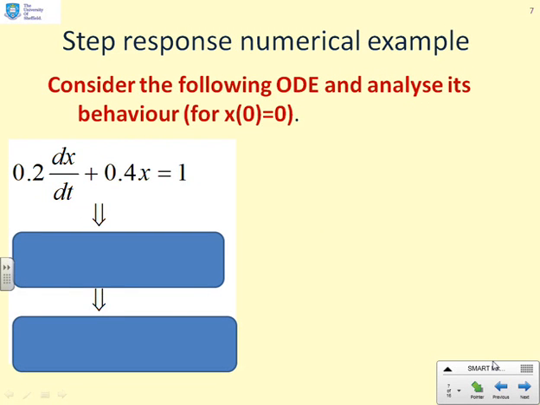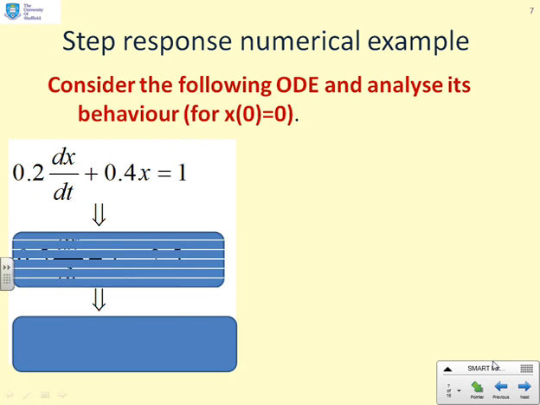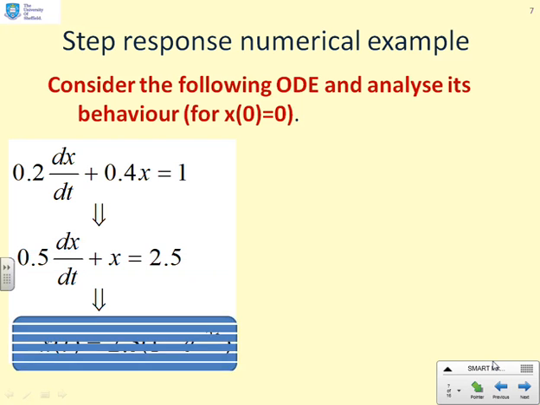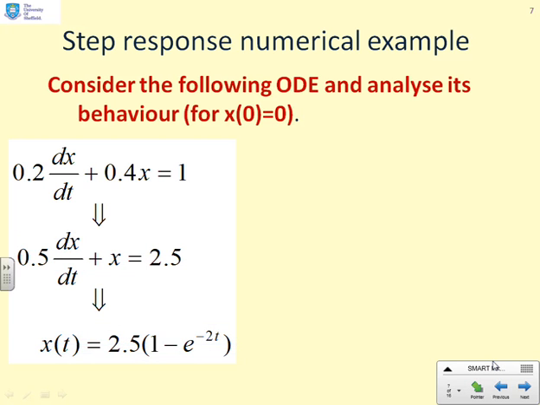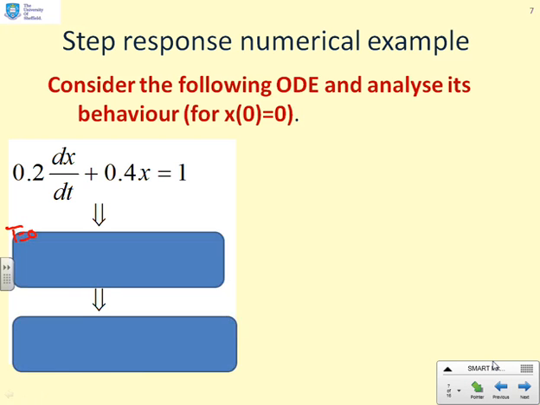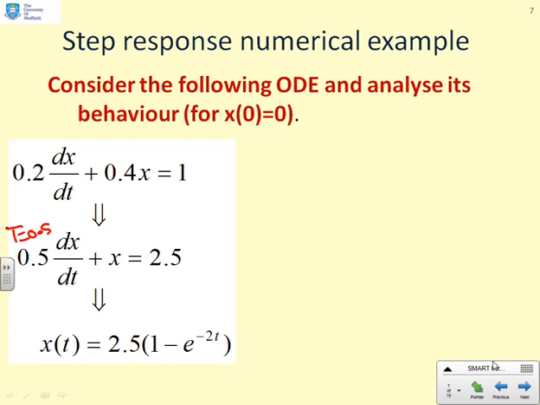Right, what we've got now is a numerical example, where we can pursue this. Look at the following ODE: 0.2 dx/dt plus 0.4 x equals 1. And we want to solve for this. The first thing to do is to put the system in time constant form. So that's what I've done here, and you'll notice I've got T equals 0.5 and K equals 2.5.